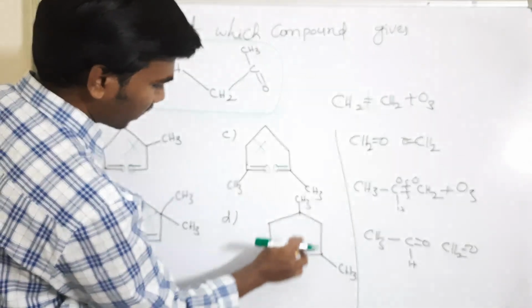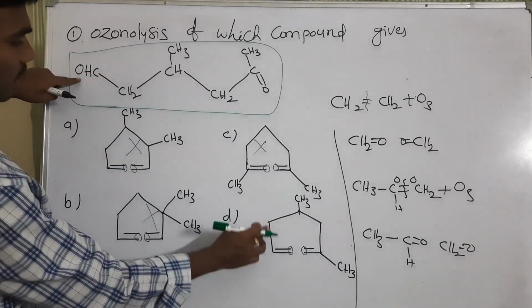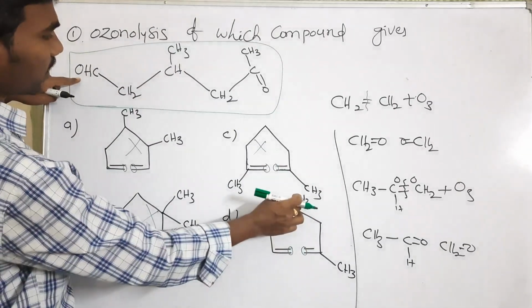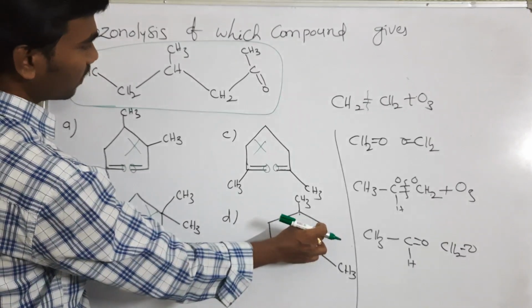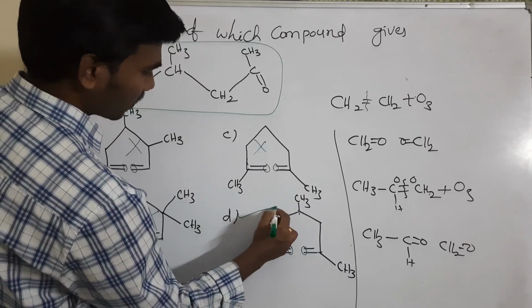So just you break here and you connect double bond O here, double bond O. So this is formaldehyde, CH2, and CH CH3 double bond O, CH3. So the answer is this one.